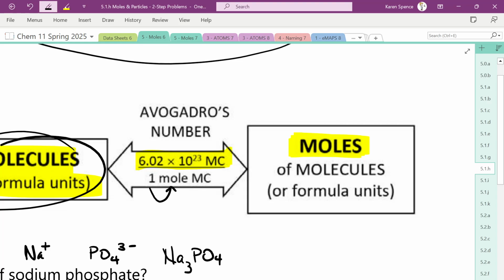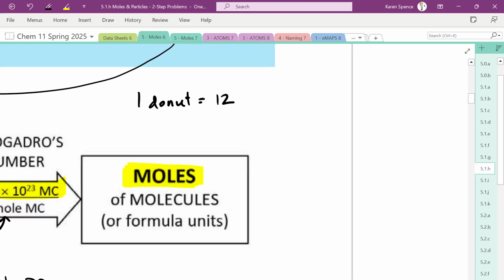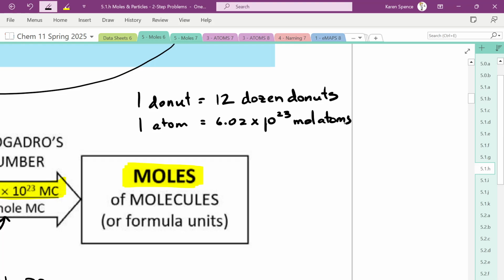Does that make sense? I guess it doesn't make sense. That's just a song. Think about it though. What if I were to say 1 donut is equal to 12 dozen donuts? Would that make sense? Does that sound sensible? 1 donut is 12 dozen donuts. Those are the same. Is that true? No. That would be like saying 1 atom is equal to 6.02 times 10 to the 23 moles of atoms. That's the same illogical, incorrect statement. Both of those are wrong.